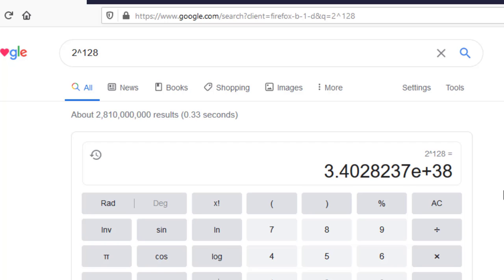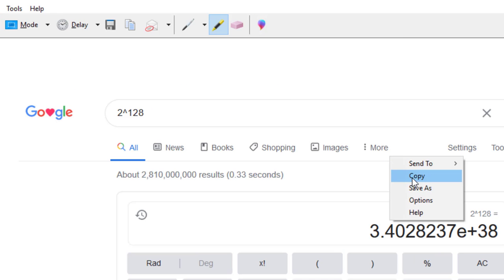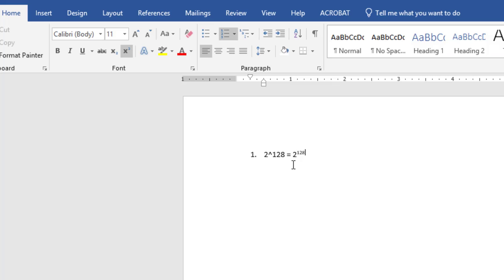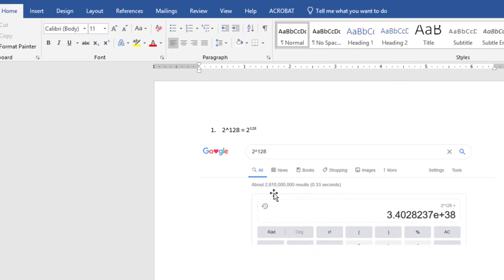I don't even know what number that is, but it's 3.4 times 10 to the 38th power. So I'm just going to copy that if you want that number, and we'll drop that into our Word document. Okay, so that would be the answer to number 1 if you wanted to know the numerical value. Okay, so number 2 says we are no longer, let me back, where are we at here?